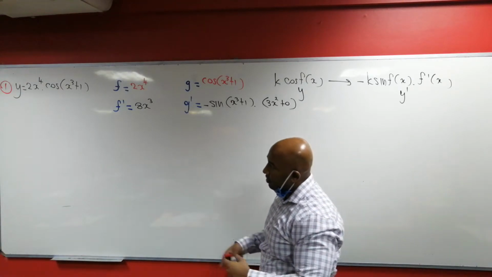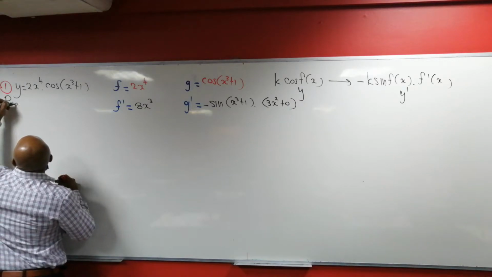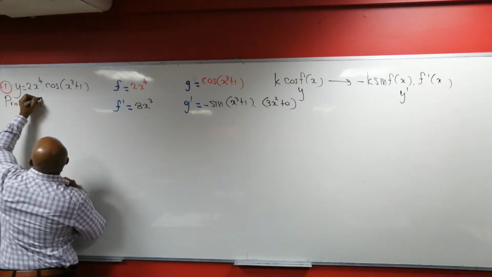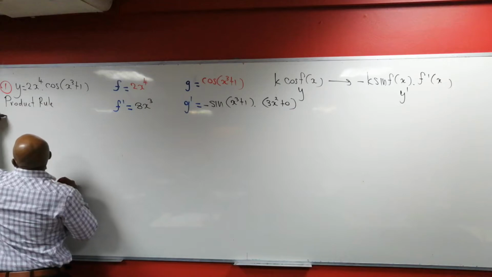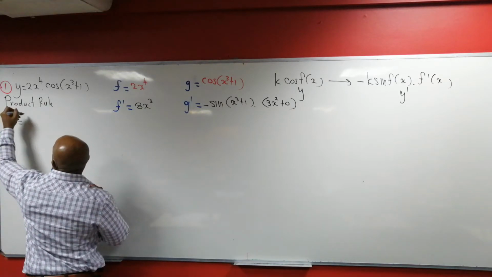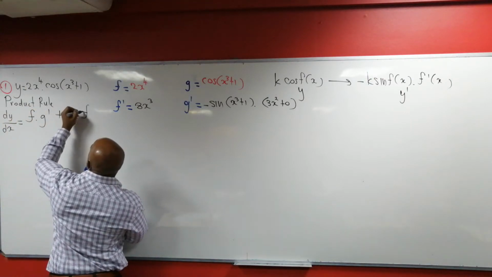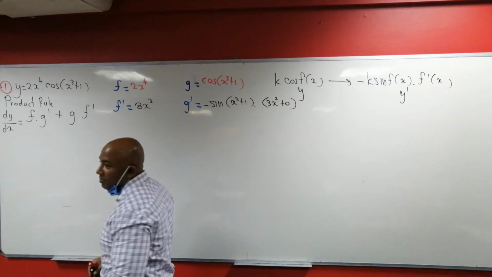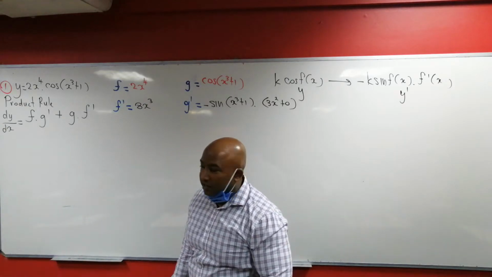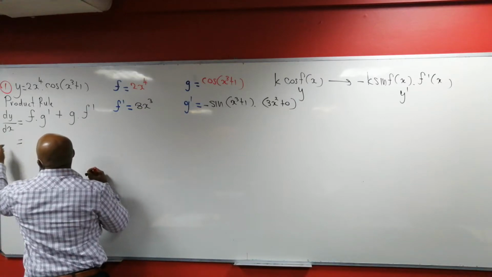So now, all you do is write down the product rule formula. So this is the product rule. So we're going dy over dx. The product rule is f g prime plus g times f prime. That is your product rule. It's given to you. It's all about placing all the information in its correct place.